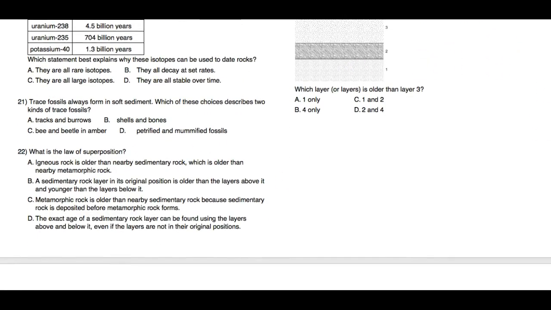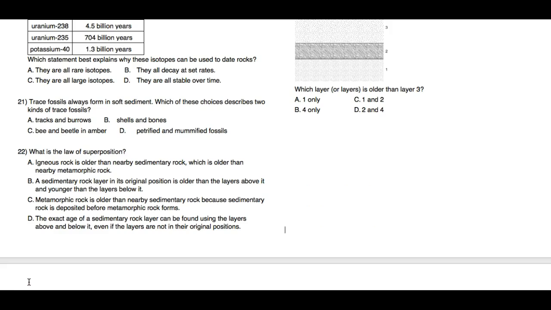Question 21. Trace fossils always form in soft sediment. Which of these choices describes two kinds of trace fossils? A. Tracks and burrows. B. Shells and bones. C. A bee and beetle in amber. D. Petrified and mummified fossils.